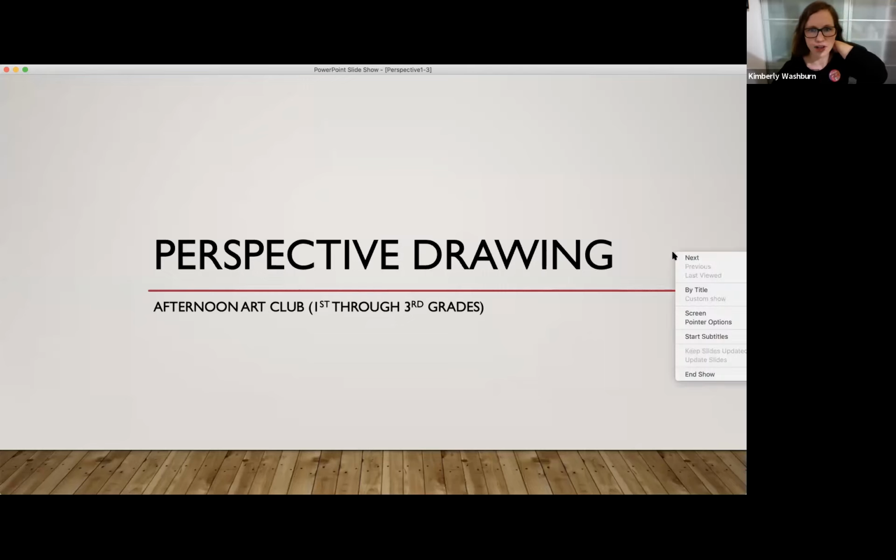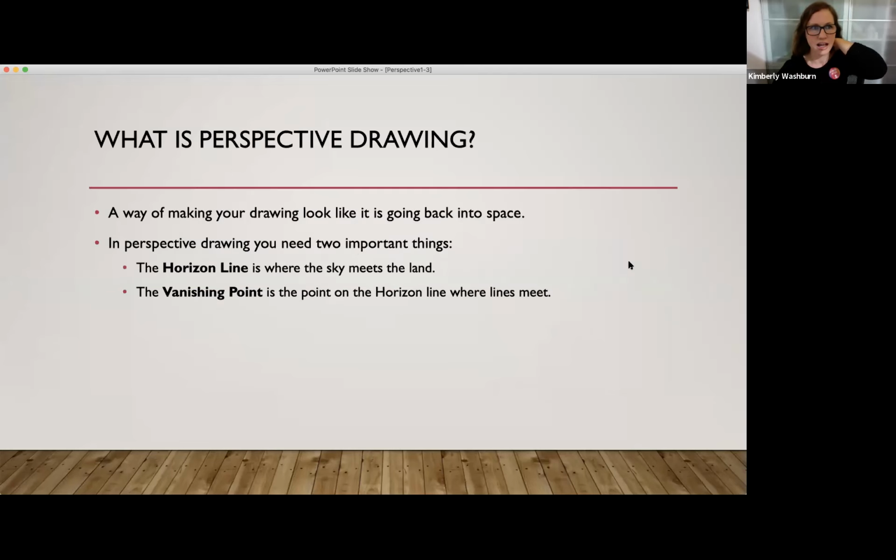So first of all, let's go here. All right, so what is perspective drawing? It's something that you may or may not have done before. Perspective drawing is a way of drawing that makes your drawings look like they're going back into space. So it kind of makes it look like a three-dimensional drawing, or something that's in 3D, but on a sheet of paper. I'm going to be teaching you how to make your drawings look three-dimensional, even though it's on a flat sheet of paper.